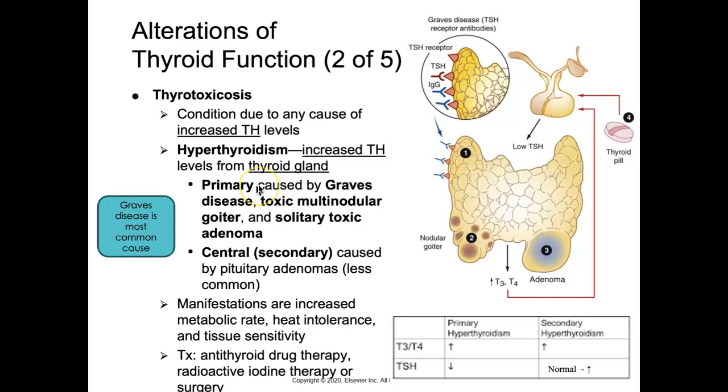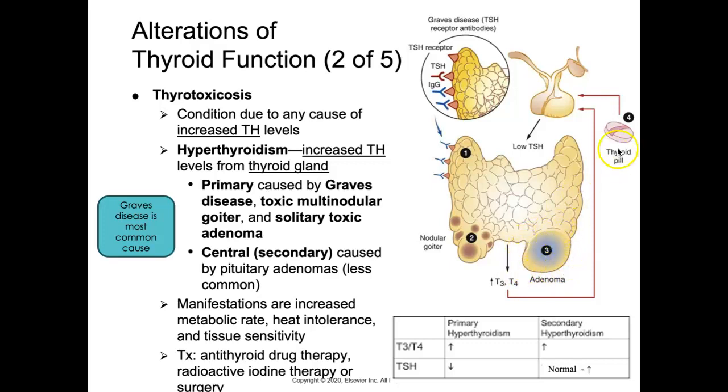Primary is going to be more common, and Graves' disease is the most common cause. And this is pictured over here on the right-hand side. We're going to talk about Graves' disease more on the next slide, but essentially we get these antibodies that start attacking the receptors on the thyroid gland. We also have toxic multinodular goiter, in which we could see the nodulations here becoming larger. And then we have solitary toxic adenoma, which we could see pictured over here.